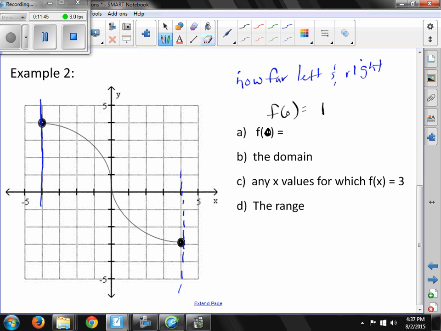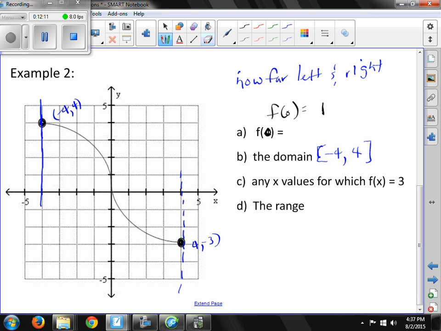This one has an x value of -4. The y value is 4. This one has an x value of 4, and the y value is -3. But what we're wanting to know is how far left does it go on the x-axis? It goes to -4. How far right does it go? It goes to +4. Those are in square brackets because those points are included.